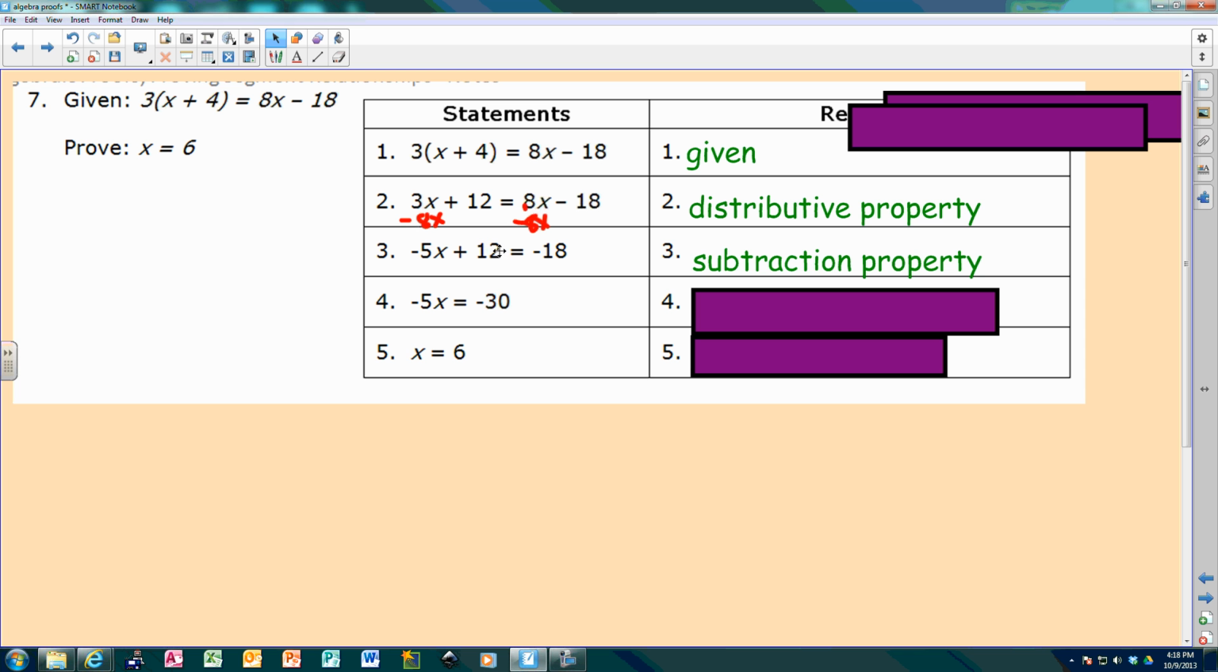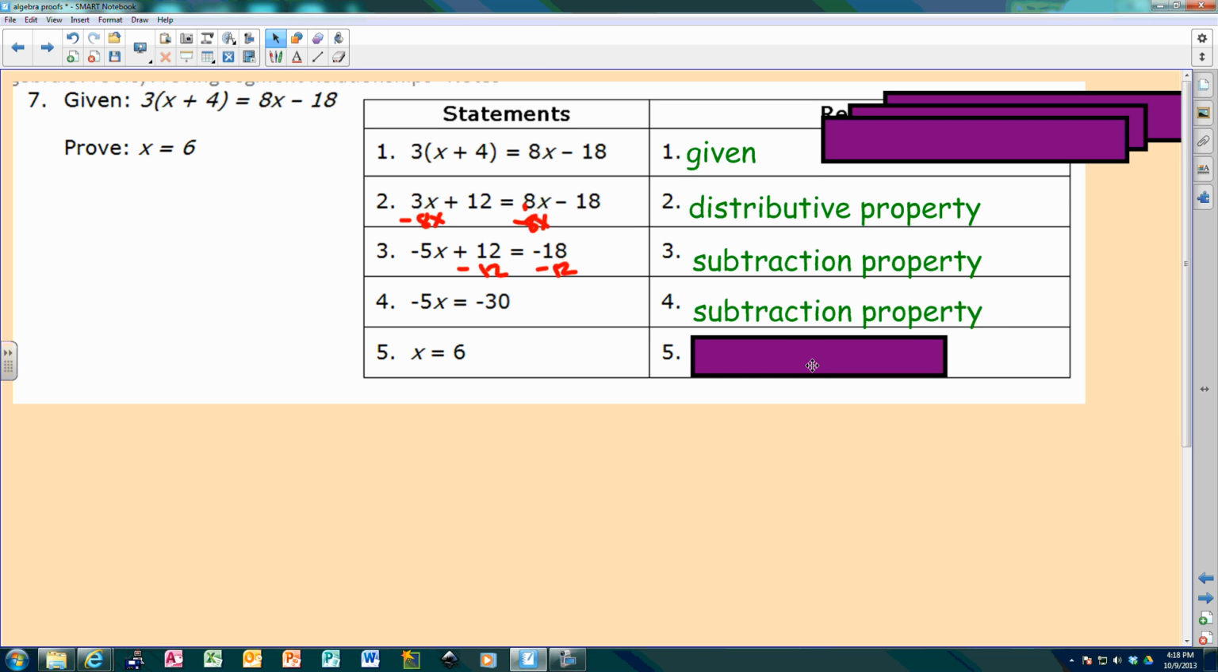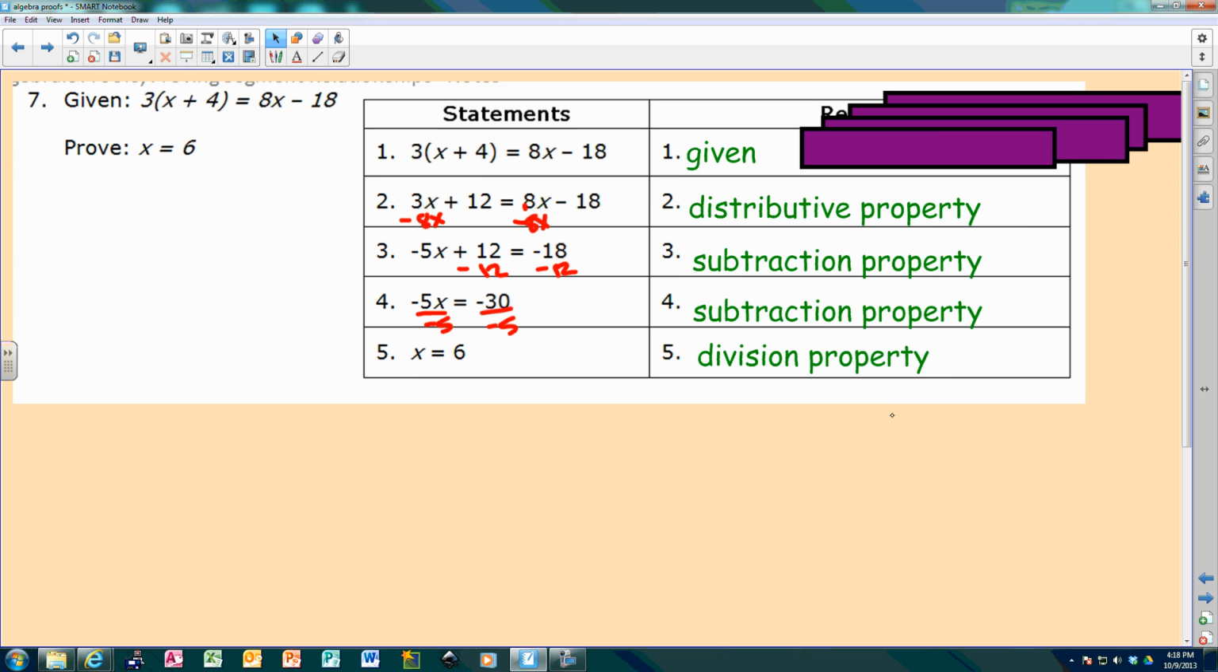And then if you look here, I've got to go from here to here. The 12 is no longer here. So what did I have to do to the 12? I had to subtract it. So it's the subtraction property again. And then to go from here to here, what did I have to do to that negative 5? I had to divide by it. So then I used the division property. And that is doing an algebra proof.